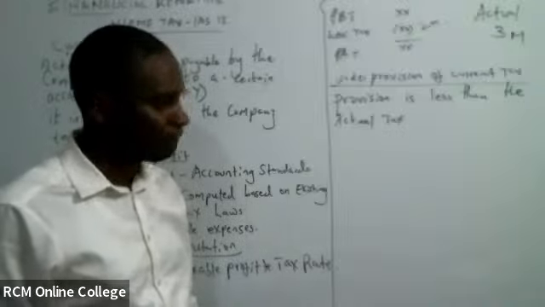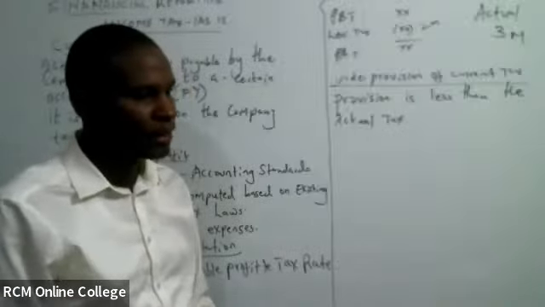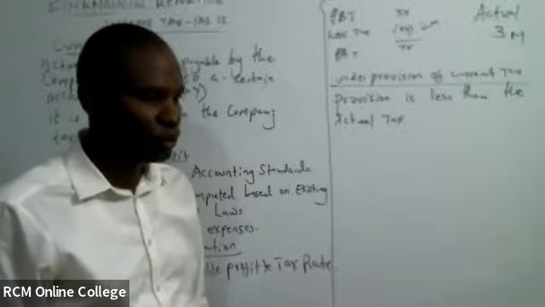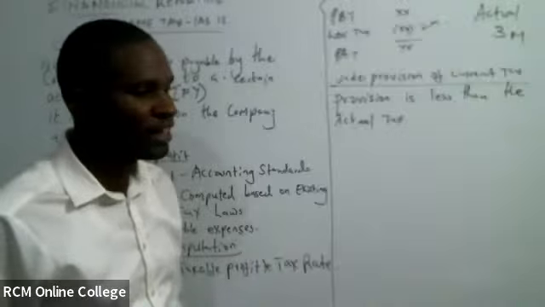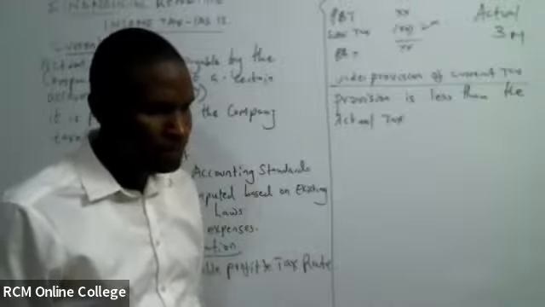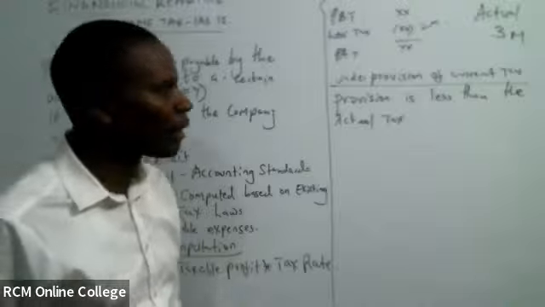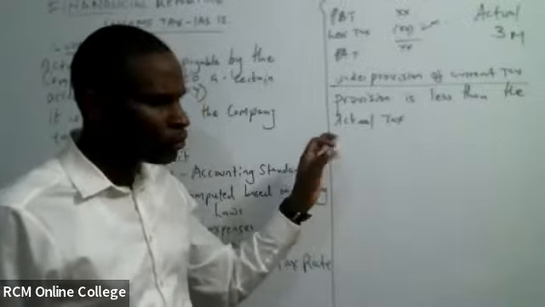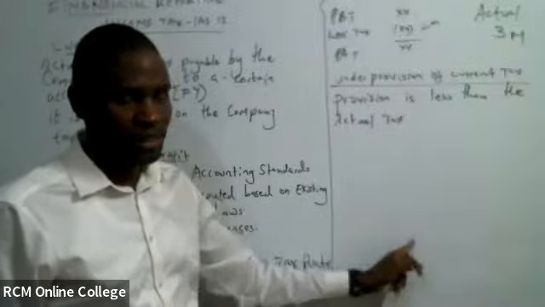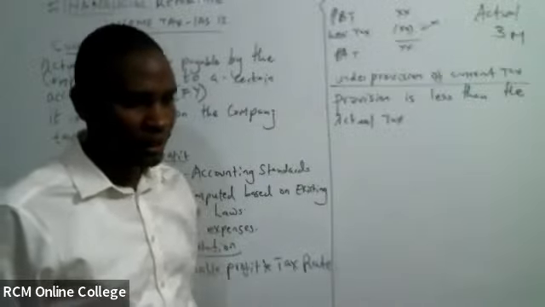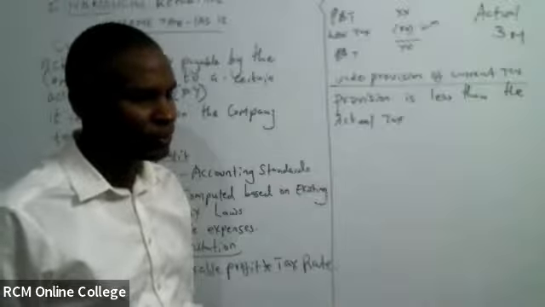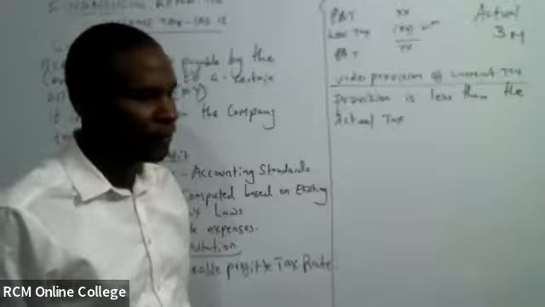So where does the under provision appear in our trial balance? On the debit or credit side? Debit, yes, it appears on the debit side. So when you see the tax balances placed on the debit side, it was under provided.